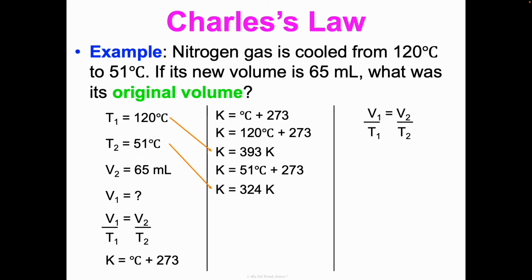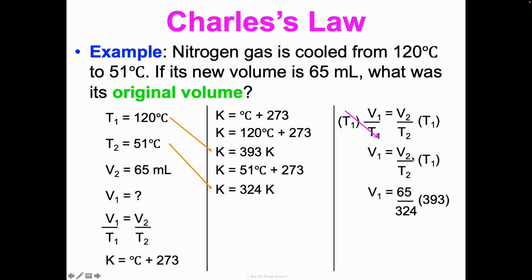Now we can find volume. Here's our equation. We want just volume 1 by itself. Currently it's being divided by temperature 1, and the opposite of division is multiplication. So we multiply both sides by the original temperature, T1. That allows those to cancel out, and you get volume 1 by itself. You're left with volume 2 divided by temperature 2, times temperature 1. Now we have what we're looking for isolated, and we're ready to plug in.